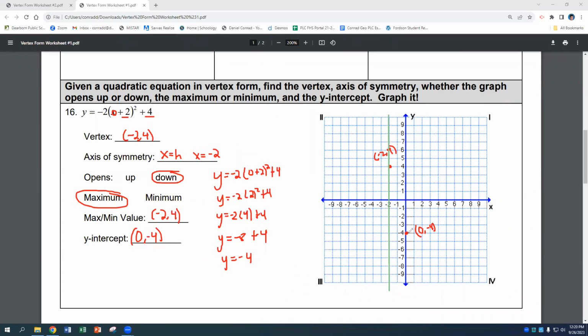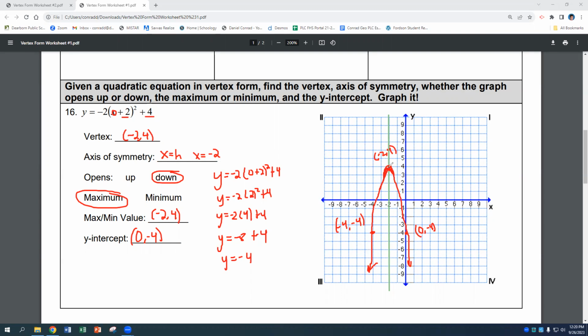I notice my point here, 0, -4, is 2 units to the right. So since it's symmetrical, I can put another point 2 units to the left. That's going to be -4, -4. And now I can draw in my parabola. It's hard to draw in here, but it's going to look something like this. It's going to round at the top and come down.